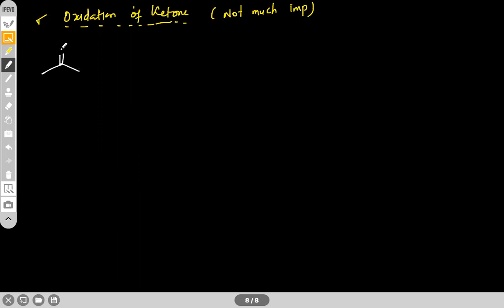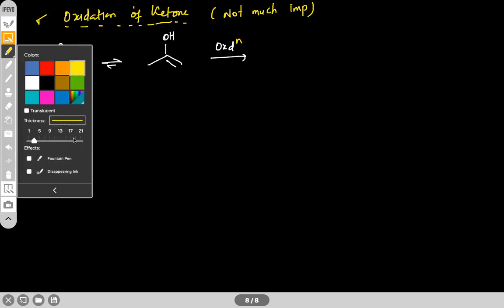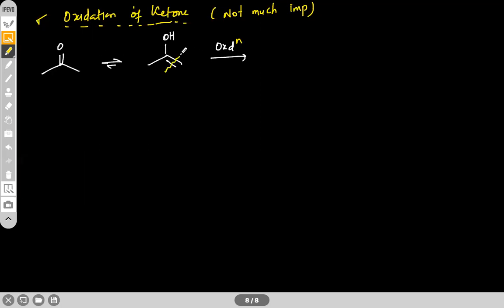Suppose you have a ketone like this. In acidic medium, for the reaction of ketone, later on in other chapters also, when we write down the reaction of it, we always draw the enol form of it. And the enol form of this molecule is this. And then when you do the oxidation of it, this reaction is exactly similar to the ozonolysis reaction. You have to just break this double bond like we do in ozonolysis.